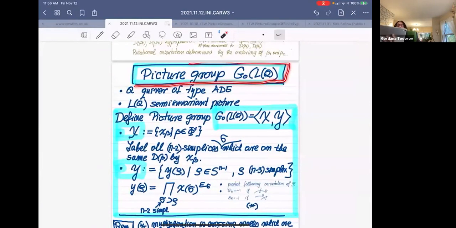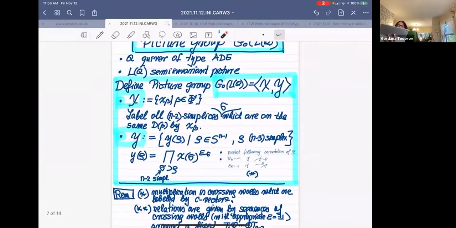So now I'm going to define a picture group. Again, I'm just repeating that Q is ADE. L_Q is the semi-invariant picture that I defined previously. And now the picture group will be given by generators and relations.